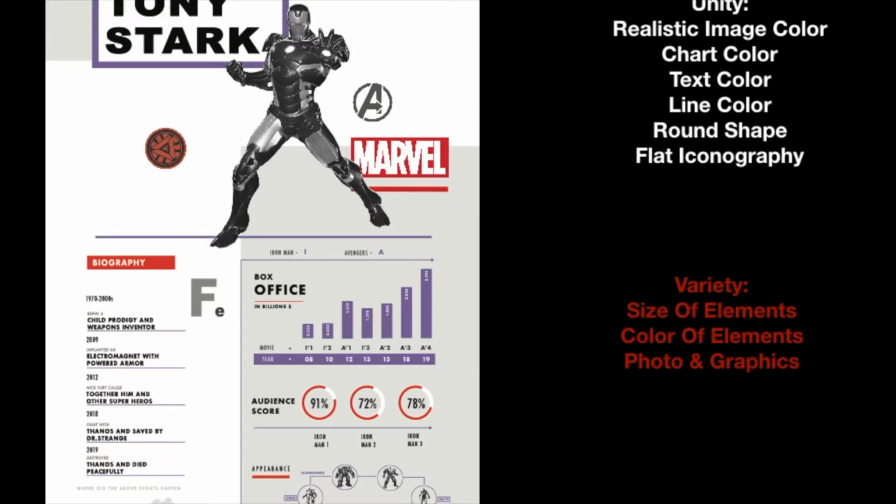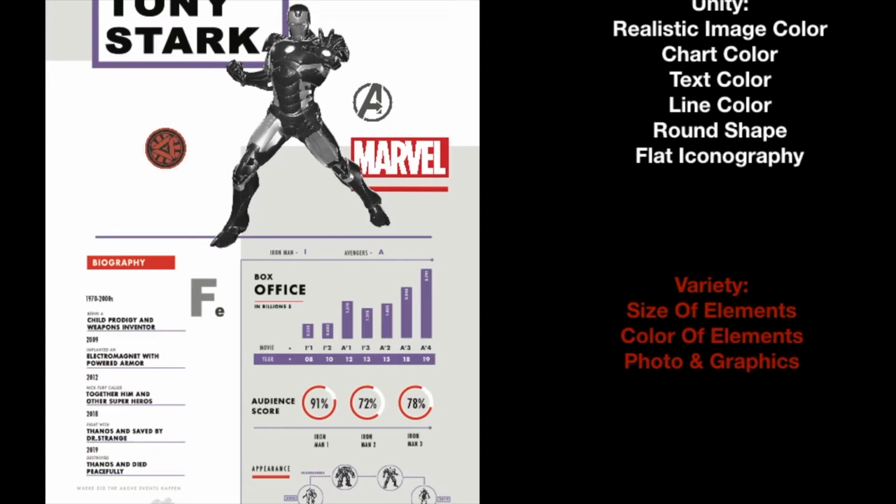For the variety part, I differentiate my elements by using size difference. For example, I make the dominant Iron Man image really big compared to those small ones in the appearance relationship, since I don't want those little images to catch too much of my audience's attention. I also played some variety in the color. For example, I gave purple to the box office bar chart while I gave red to the audience score.